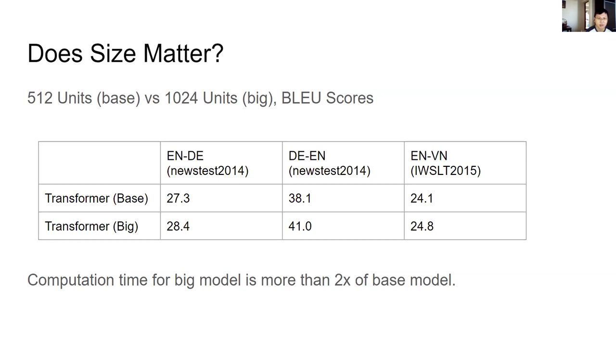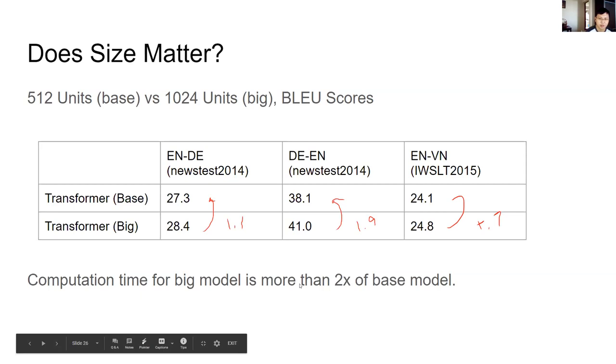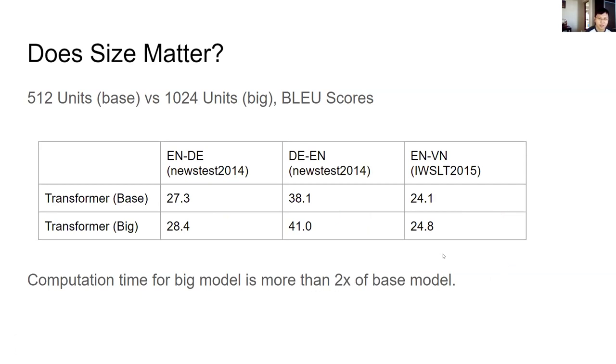And you can see that doubling the number of units does help to improve the BLEU score, but depending on the language pairs, the performance increase might not be that significant. Of note is that the paper says the computation time for the big model is more than twice that of the base model, probably because of the added memory allocation or read and IO operations. When I ran the English to Vietnamese data set myself, I also noticed that the computation time was indeed more than twice that of the base model. So in this case, I did manage to replicate the results in the paper.